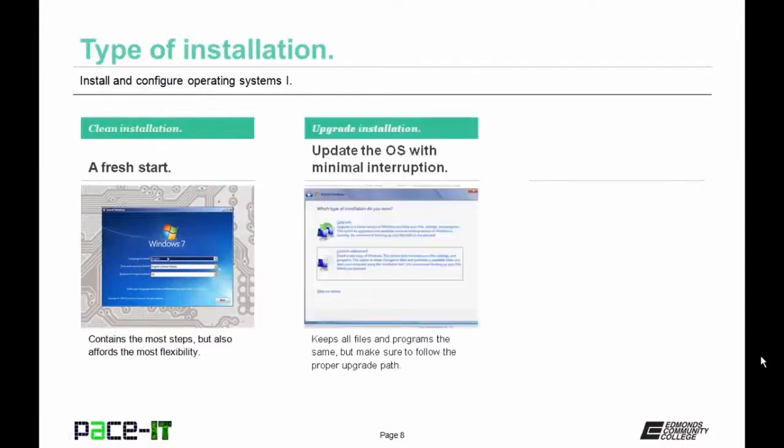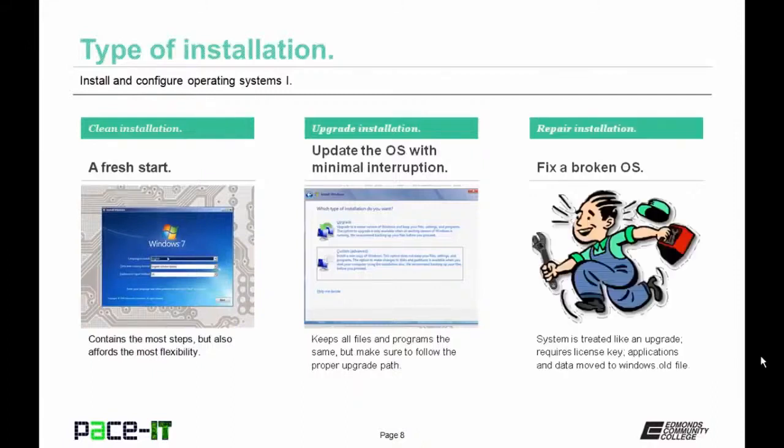Then there is the upgrade installation. This updates the operating system with minimal interruption. It keeps all files and programs the same, but you need to make sure that you're following the proper upgrade path. Then we have the repair installation. This is used to fix a broken operating system. The system is treated like an upgrade, and it requires the license key as well. Applications and data are moved to the windows.old file.